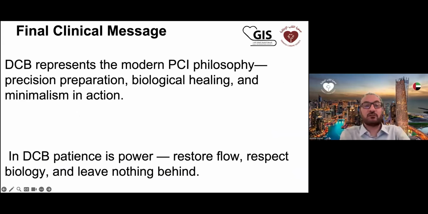So, ladies and gentlemen, DCB represents the modern PCI philosophy. Precision preparation, lesion modification, biological healing, and minimalism in action. DCB is patient power. I think we have to be patient. If you are not patient, you have to be patient for DCB. If not patient, then you have the stent to do. Restore the flow, respect the biology, and leave nothing behind.